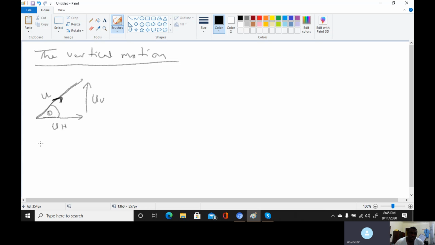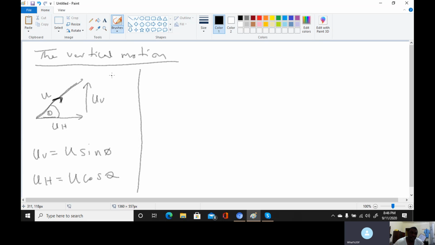So for the vertical motion, UV is going to be equal to U sine theta. So that's the vertical velocity. The horizontal velocity is going to be U cos theta. All right, and I can prove it. I can show you how I arrived at that.